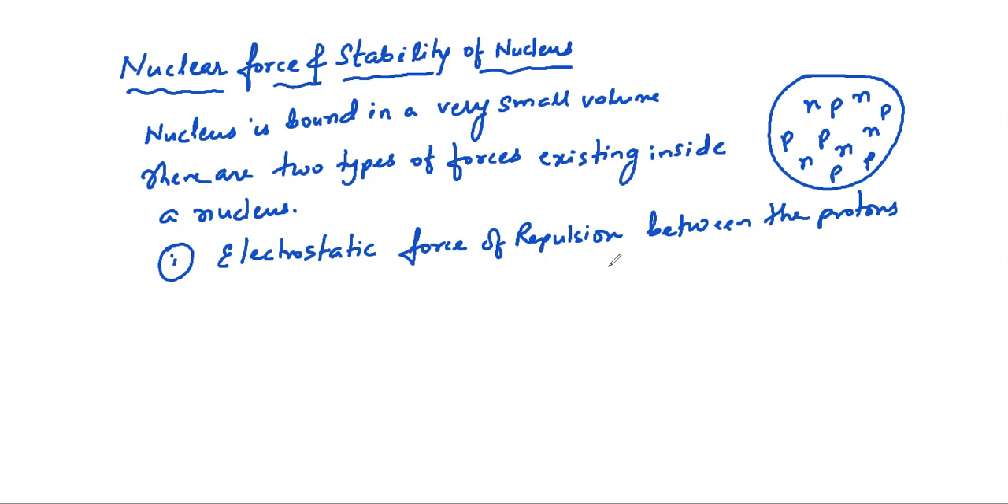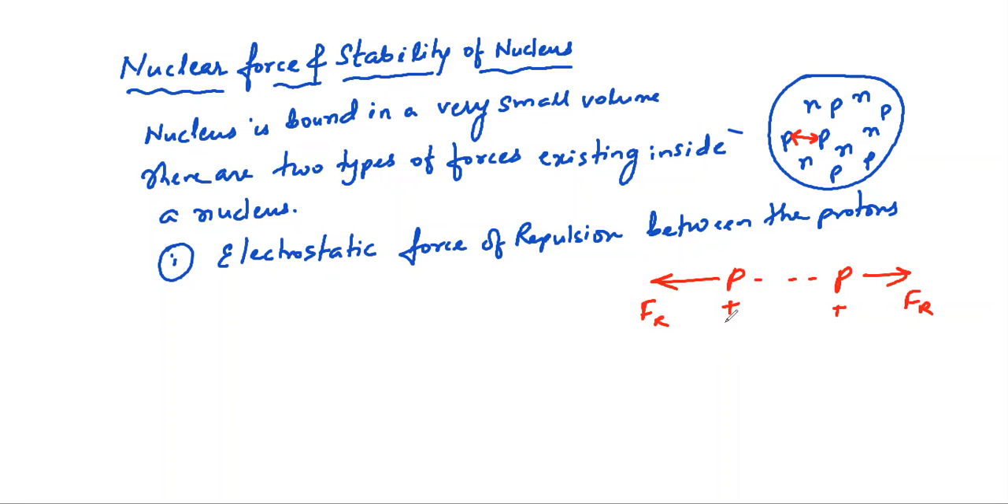One is the electrostatic force of repulsion between the protons, right? We know that protons have like charges. So a proton and a proton, since both are positively charged, repel each other. There is a force of repulsion, FR, the repulsive force.